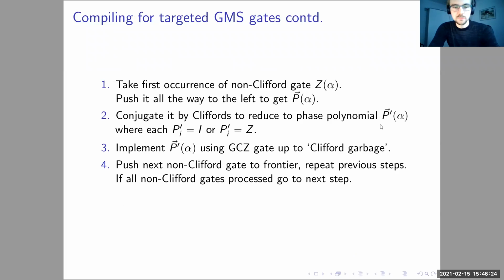Then the next step is simply repeating this. We take the next non-Clifford gate, and we again push it to the left, the same as in the first step, up to this frontier, this blue line that I draw. And then we just repeat the previous step. We again synthesize it using a single global gate, and we get some more Clifford gates. And again, we push the next non-Clifford, and we just repeat until we've parsed all non-Clifford gates. And then by design, we are left with a Clifford circuit. And this Clifford circuit still has to be synthesized using global gates. Okay, so I'm going to describe how to do that now.